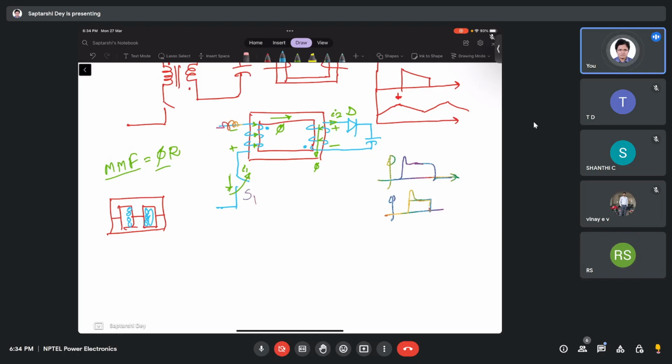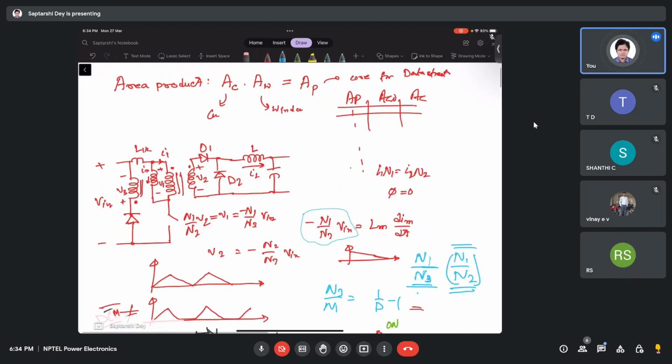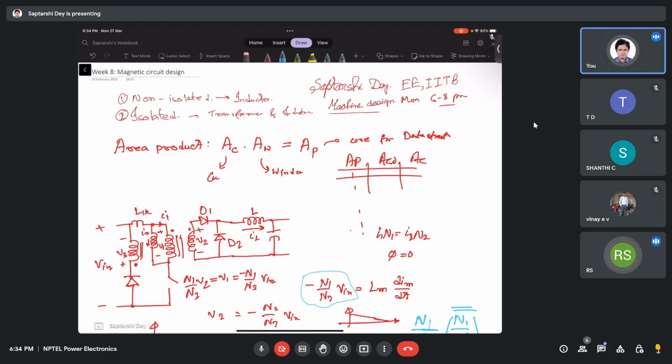I was expecting more questions today because this magnetic circuit design is quite an important as well as interesting topic.